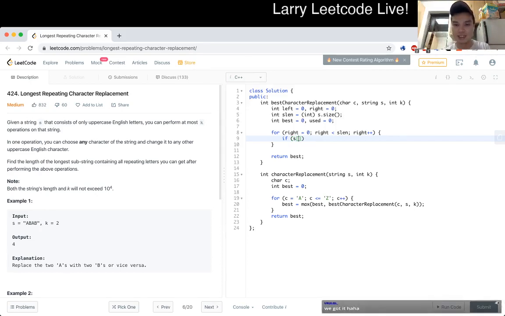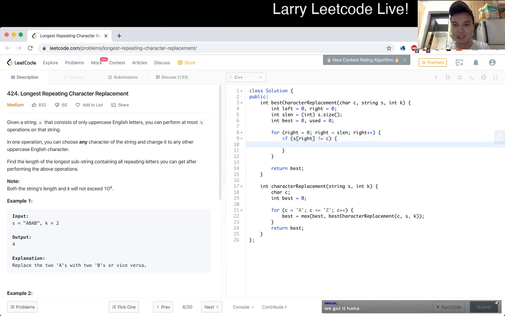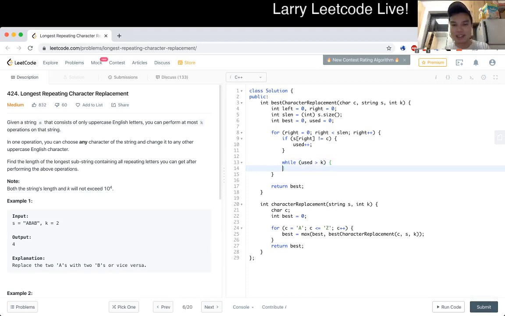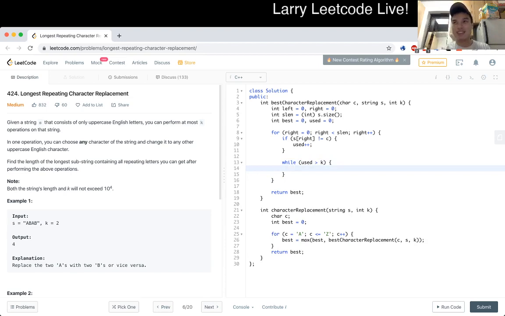So if the string character is not equal to C, then we use up a character, we increment it, and then now, I always use stuff like this in a while loop, even though usually it doesn't have to be. Maybe that's not true, but yeah, while used is greater than k, that means you know more than k characters are not A, or whatever the character is.